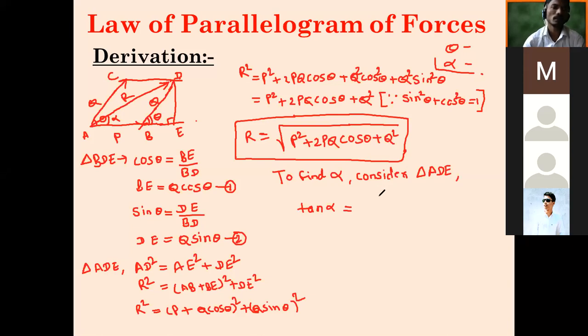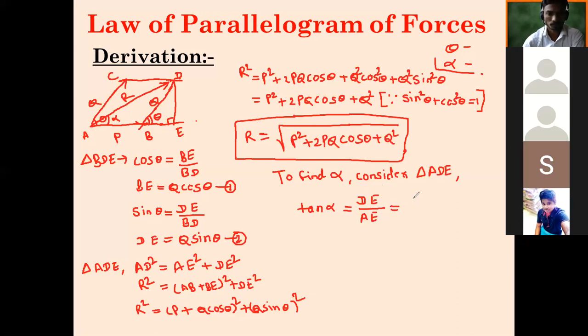Opposite upon adjacent. Tan alpha we are going to apply. So what is the value of DE? Have you calculated the DE value? Yes, sir. Q sin theta, equation number 2. So tan alpha is Q sin theta divided by AE. AE will become AB plus BE, P plus Q cos theta.